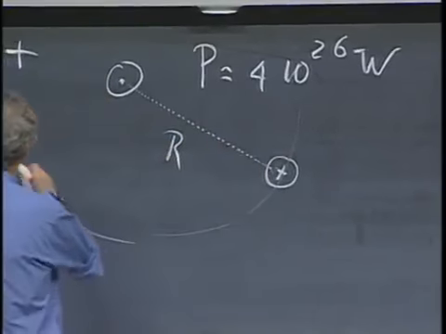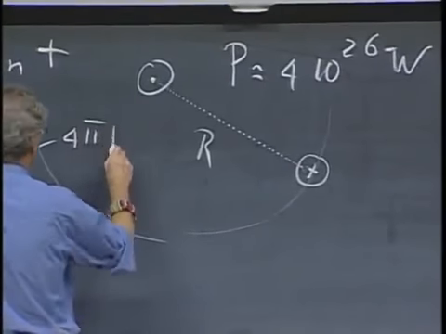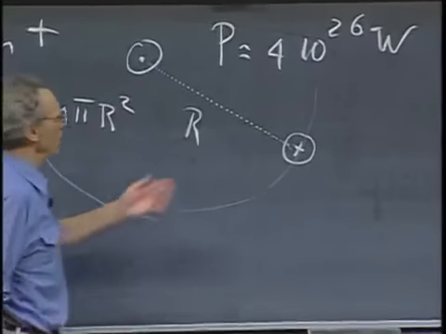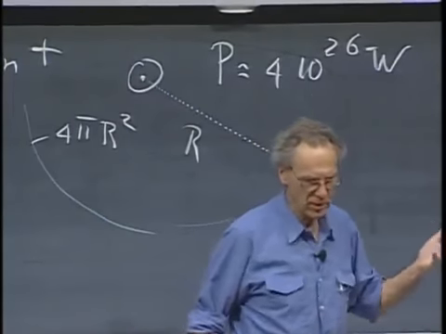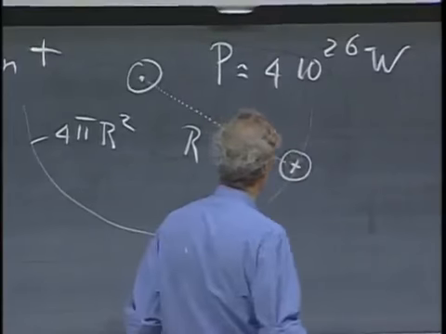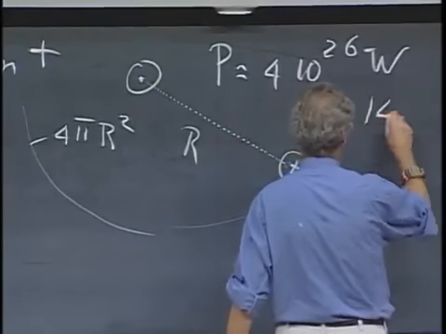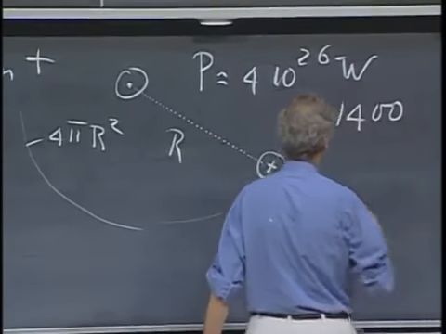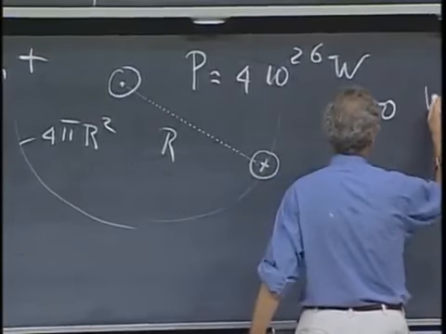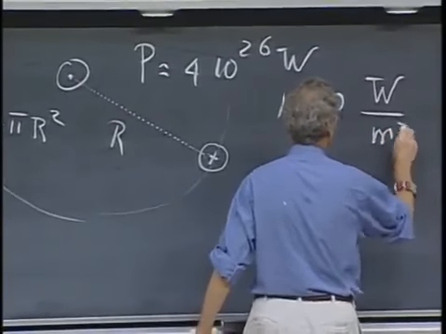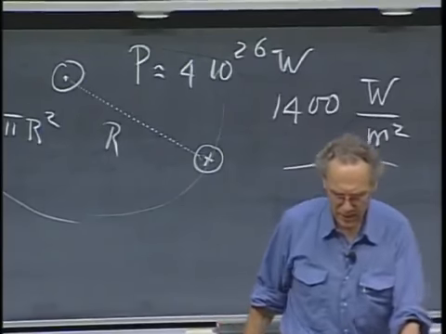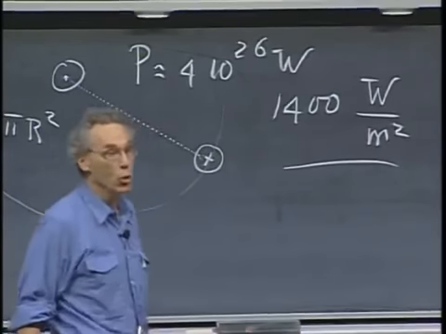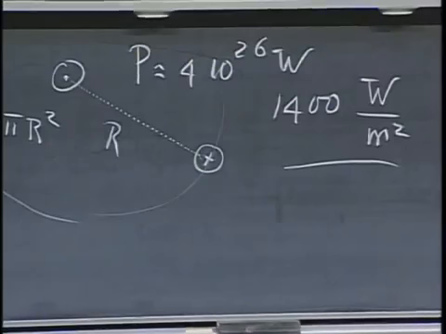You know that the surface area of this sphere is 4 pi r squared, and so you can calculate how much for every square meter reaches the Earth. And that is a classic number that almost everyone knows, certainly people who are in solar energy. That is 1,400 watts per square meter. That is what reaches the Earth. That is about 100 million joules per square meter every day.